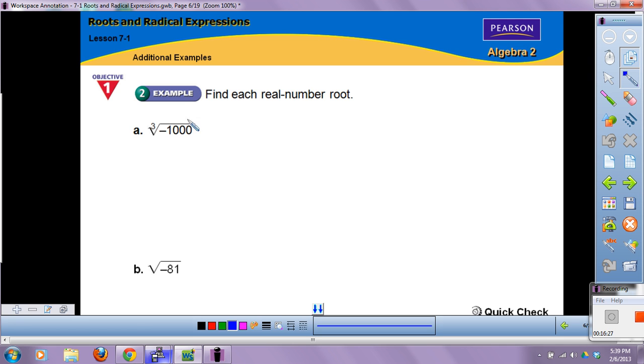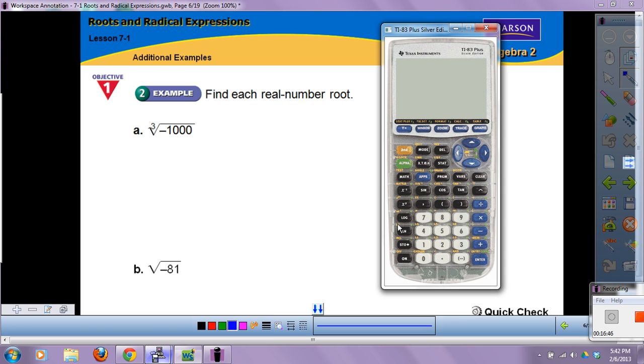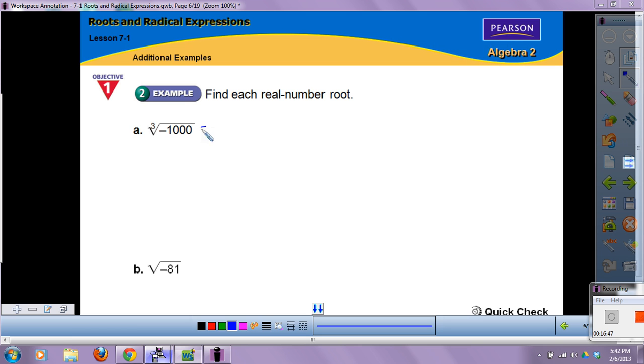Okay, let's look at that with example 2. Find each real number root. Remember, since they've put the radical sign, we're just looking for one answer, the principal root. But since our index is odd, there's only one answer anyway. And if you're not sure what it is, you can go to math, number 4, the cube root. The cube root of negative 1,000 is negative 10.